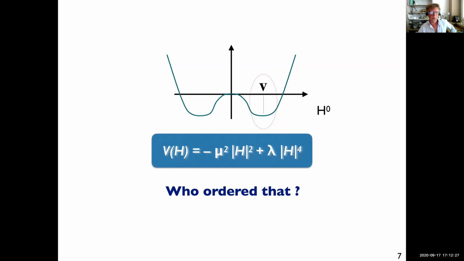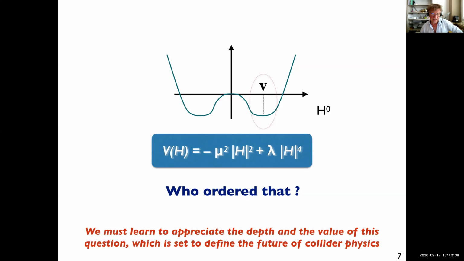So, this important question, in my view, is the question of who ordered that. And that, of course, is the Higgs potential, which we take for granted. But in fact, it's not. And we really have to start appreciating the value of this very, very trivial question, because that is really set to define the future of collider physics.